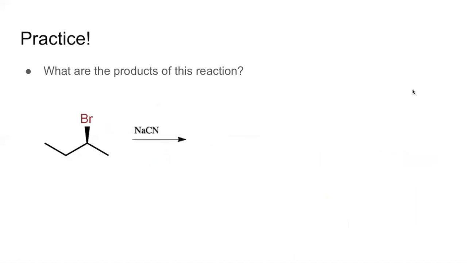Cool. Next up, what are the products of this reaction? Same old, same old. Let's look at NaCN. The relevant part here is going to be the CN minus. Hopefully you can already look at it and think, okay, I think that's a pretty good nucleophile. Also going to be SN2.